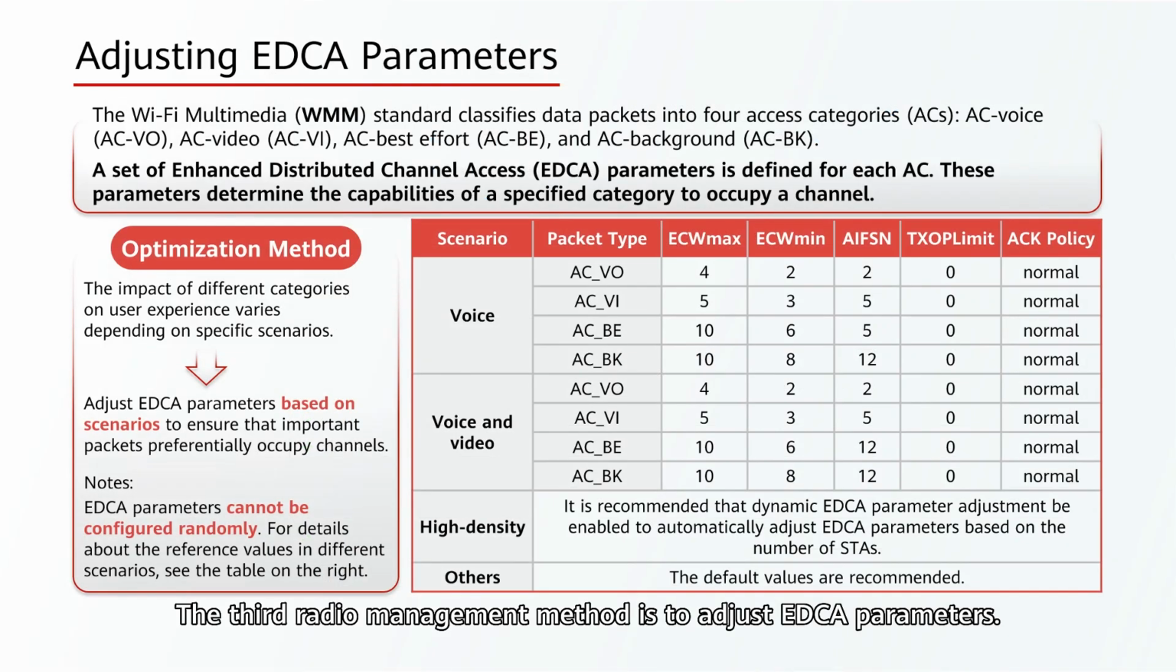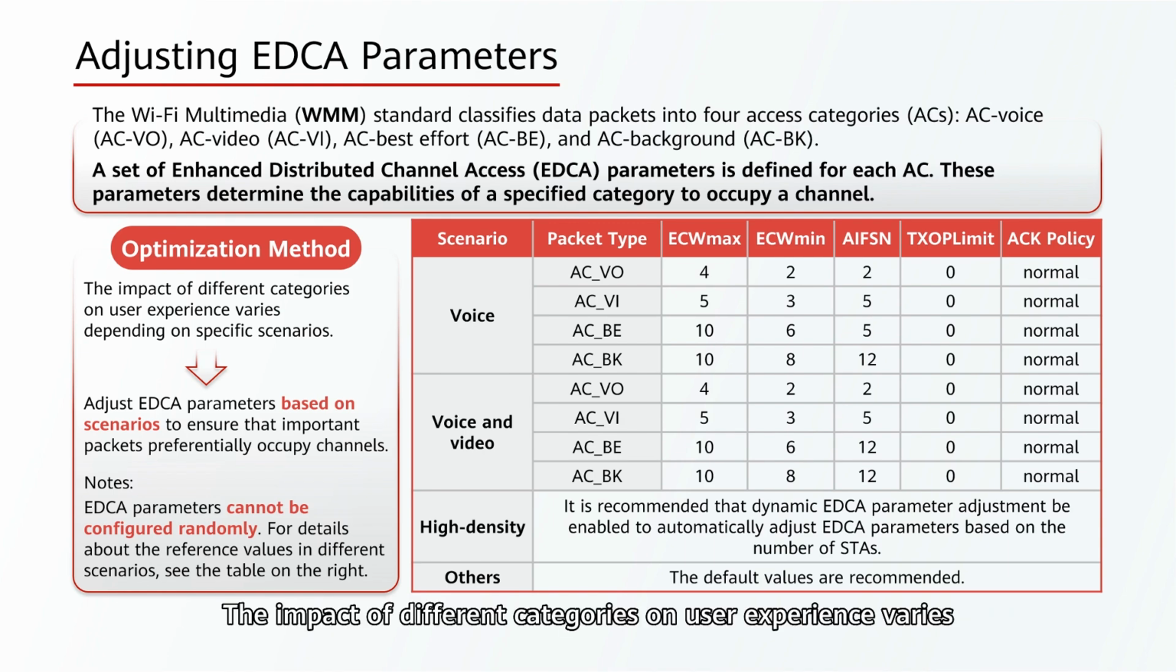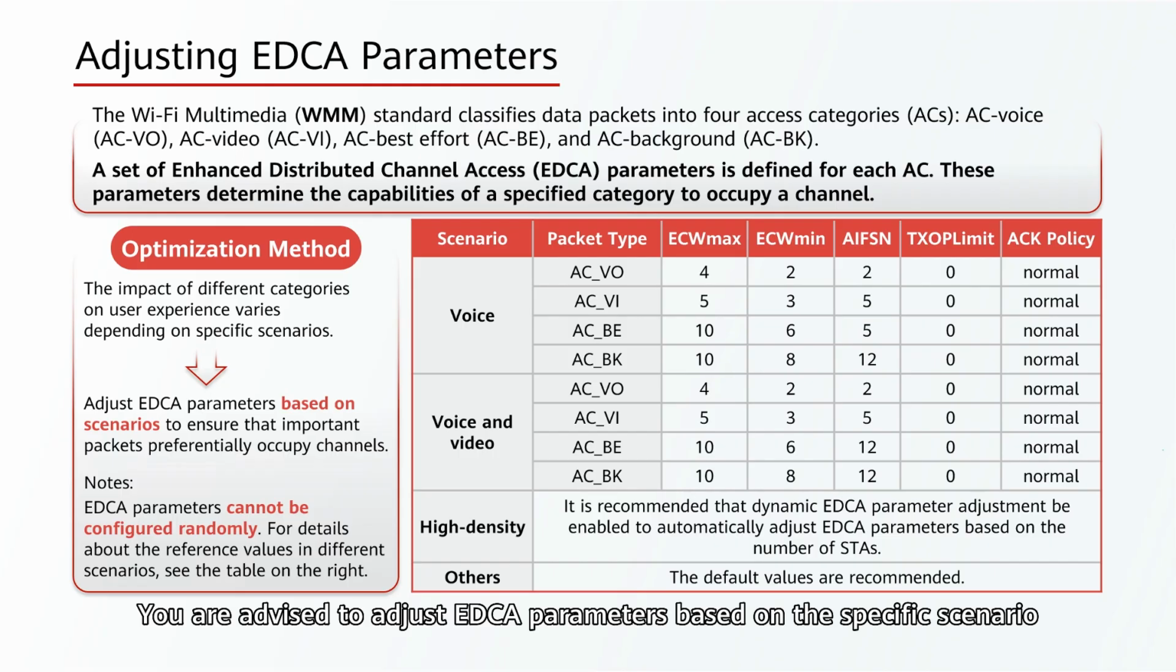The third radio management method is to adjust EDCA parameters. WMM classifies data packets into 4 access categories. EDCA parameters define the capability of each category to occupy a channel. The impact of different categories on user experience varies depending on specific scenarios, such as voice and video, and high-density scenarios. You are advised to adjust EDCA parameters based on the specific scenario to ensure that key service packets preferentially occupy wireless resources. Set EDCA parameters based on the reference values provided in the table.